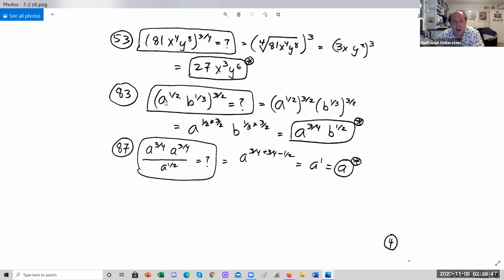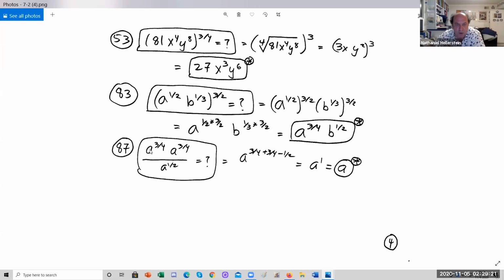Here we have a to the half, b to the third, all to the 3 halves. What's that? We'll use the law of exponents, which says that exponents can distribute over a product. So get a to the half to the 3 halves, b to the third to the 3 halves. Then repeated exponents multiply. a to the half times 3 halves, b to the third times 3 halves. This multiplies out to 3/4. This multiplies out to 1/2. So a to the 3/4, b to the 1/2 is the answer.